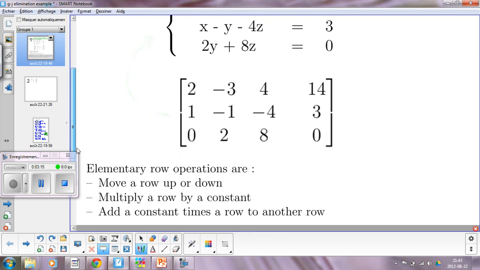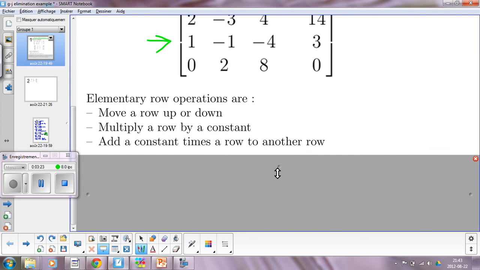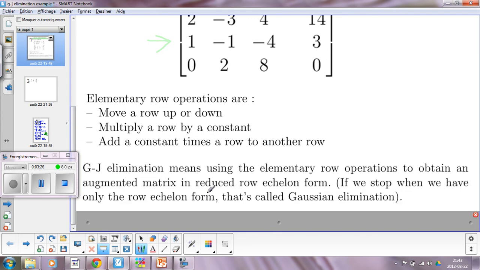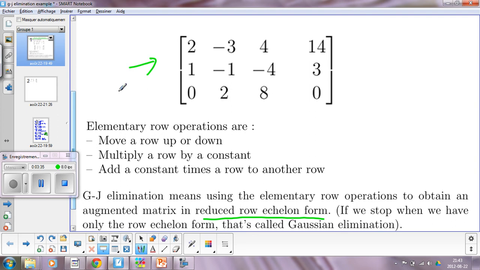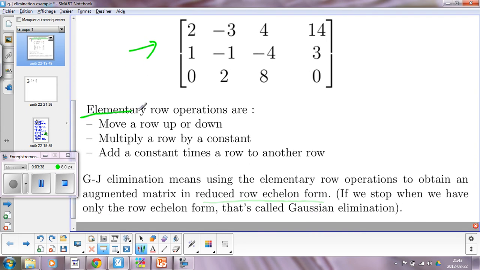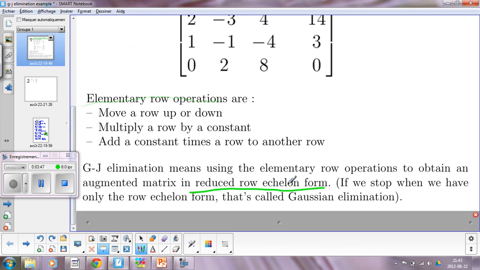So we'll be using these row operations to transform our augmented matrix into another form. What is this form we're trying to achieve? It's called the reduced row echelon form. We're trying to change this matrix up here using elementary row operations to reach the reduced row echelon form. When we do this, we'll actually pass through the normal row echelon form, the not reduced one. So we'll pass through this and then we reach that.